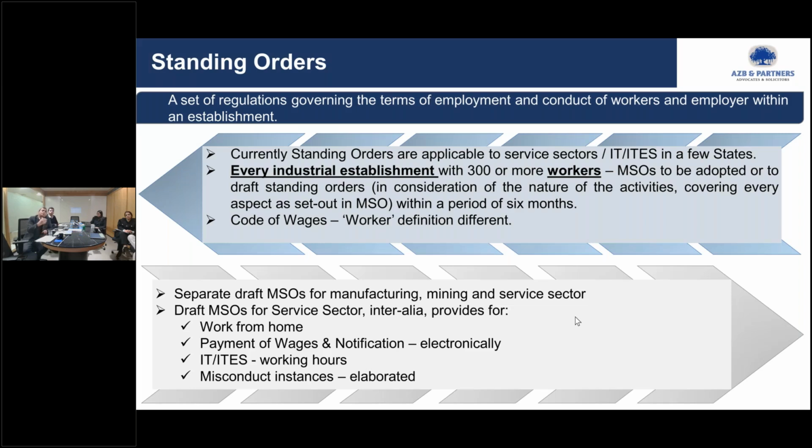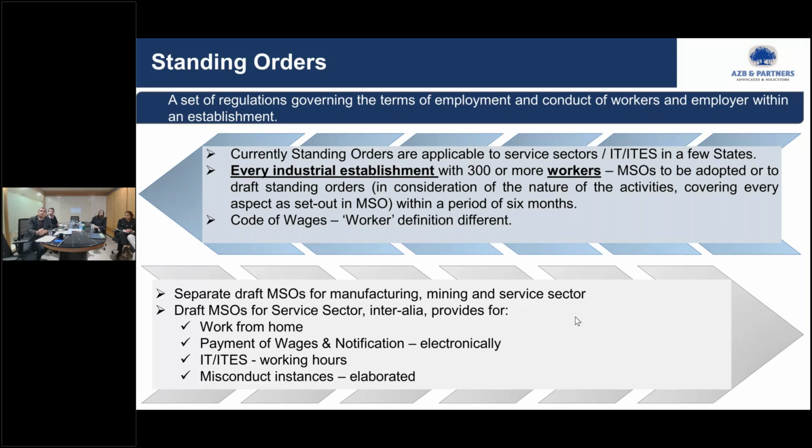There were already some traces where standing orders were extended to IT and the IT industry in a few states, including Haryana and Karnataka. They said if you have 50 or more workers and you are in an IT establishment, you need to start complying with standing orders. Now, let me just finish with the code. Every industrial establishment, what the code says is, if you have 300 or more workers, remember the definition we had, workers are different from employees. A worker is a smaller subset.